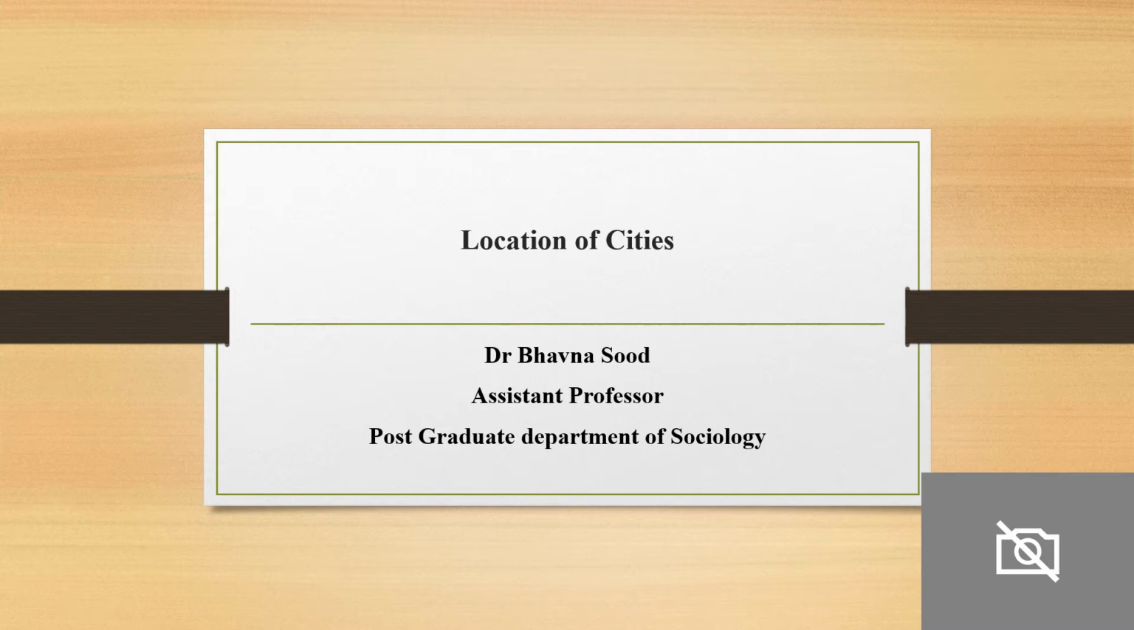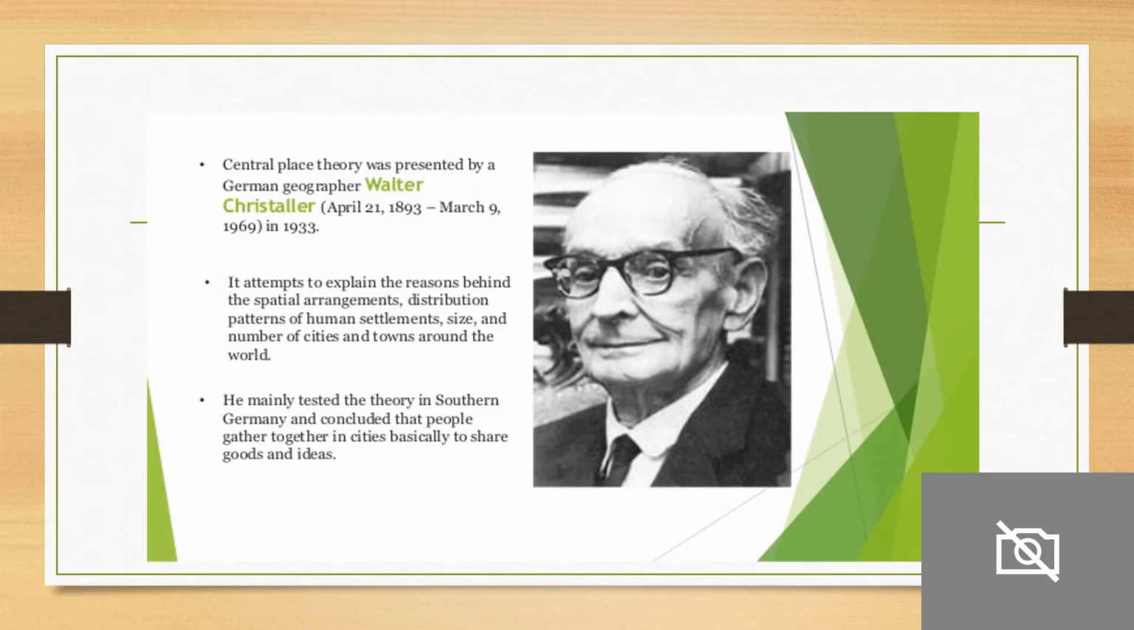Today we're going to discuss the location of cities, and under this I'm going to talk about the central place theory. The theory was first given by Walter Christaller, who was a German geographer, and he tested his theory in Germany. He attempts to explain why there's a pattern to human settlement, and why it is that people start living at certain places.